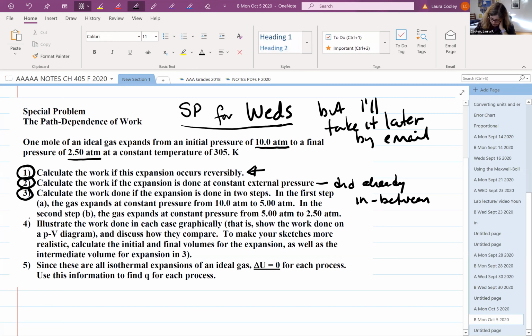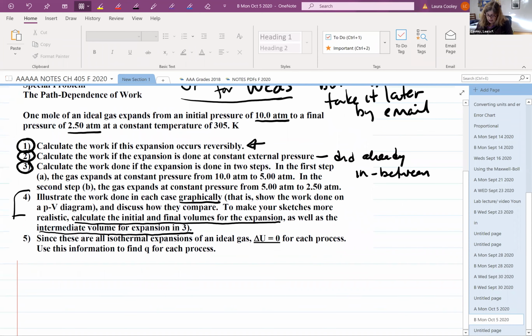And then I want you to also illustrate the work done graphically. So I want you to draw graphs and make them look kind of to scale. Don't do them on Excel, but make the volumes be reasonable on your x-axis. Don't make some kind of crazy scale that doesn't make sense. Just sketch them though. You don't have to do them prettily or anything, but calculate the initial and final volumes, which you already did, as well as the intermediate volume, so that when you draw your graph, it makes sense.